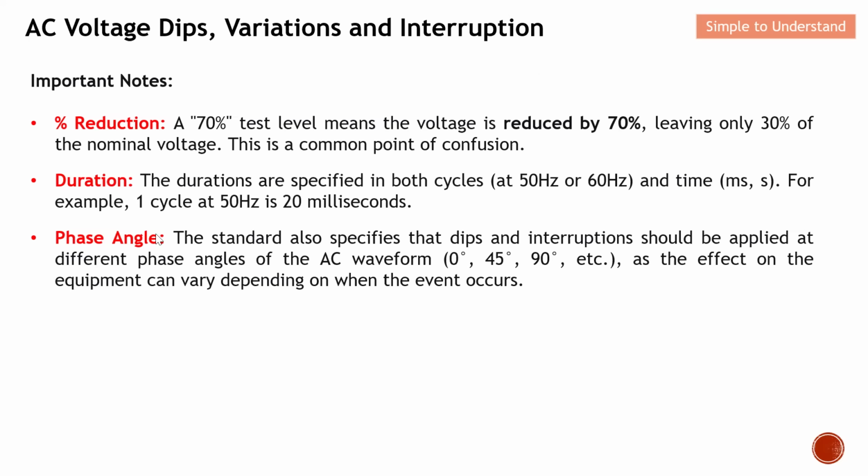Last but not least, in terms of the phase angle, the standard also specifies that dips and interrupts should be applied at different phase angles of the AC waveform. The AC waveform is like a sine wave, so it has different phase angles. For example, we need to do the test at 0, 45, 90 degrees, etc., as the effect on the equipment can vary depending on when the events occur. So this is for the important notes.